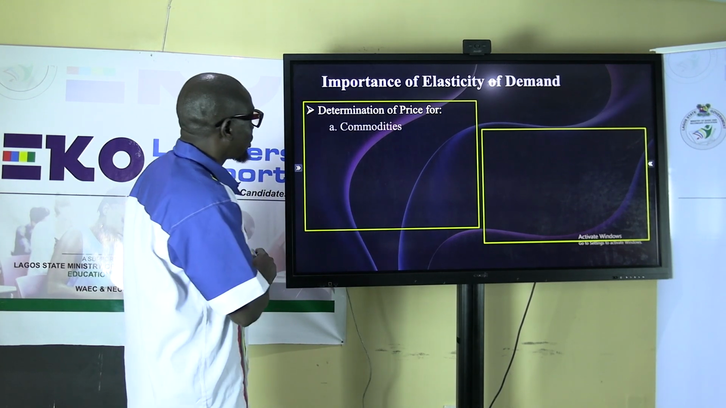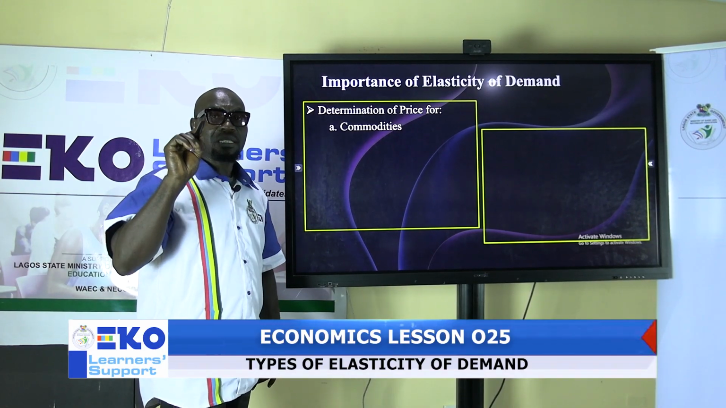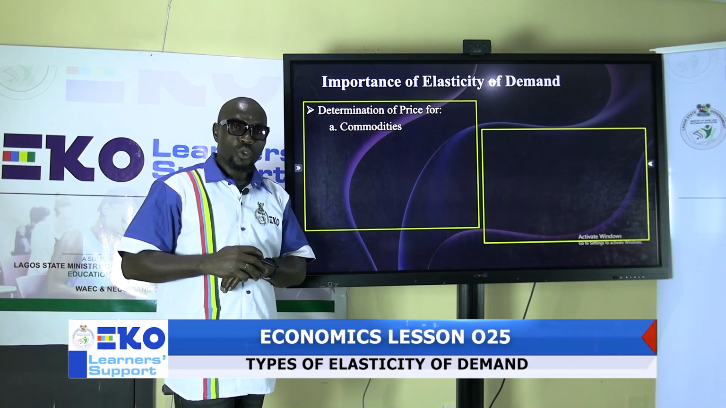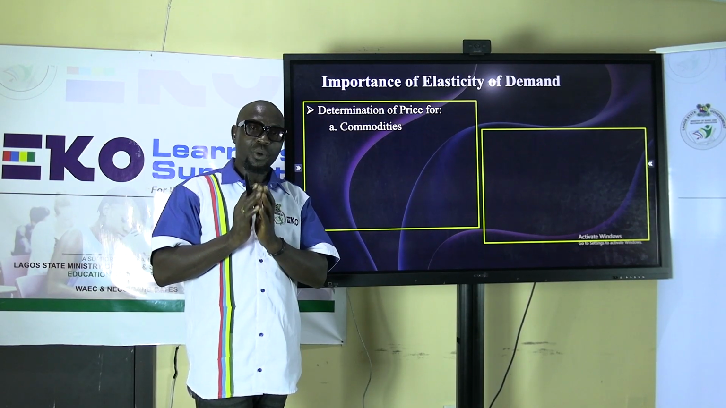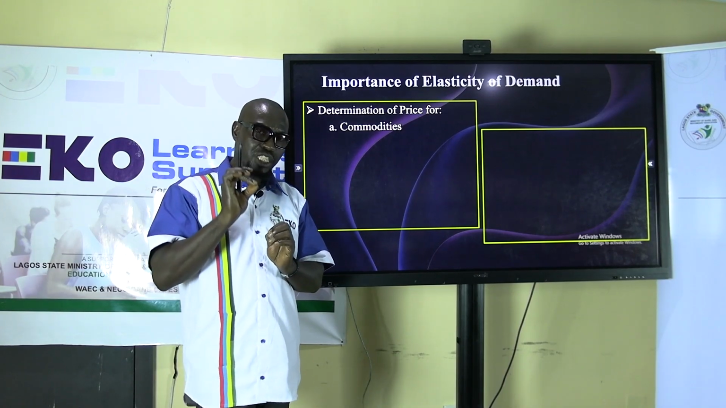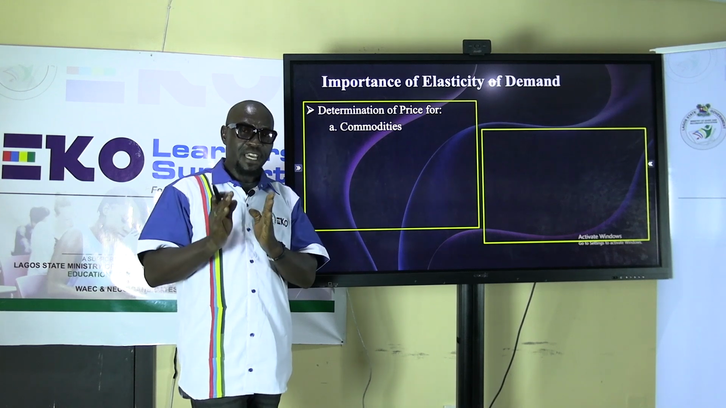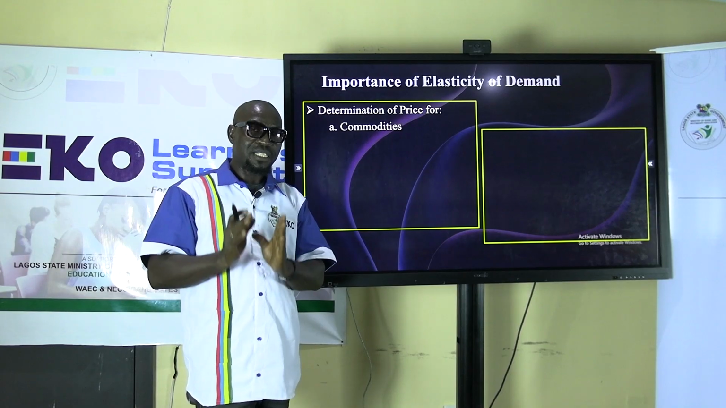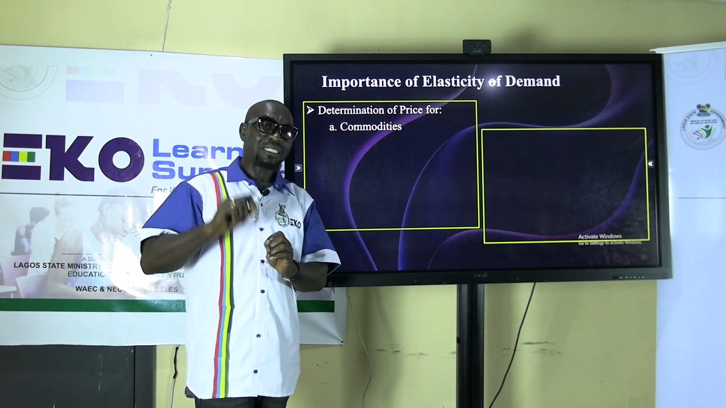For example, determining the price of a commodity is based on the elasticity for that commodity. If you know as a producer, for instance, that the demand for your commodity is price elastic, meaning that a small change in the price will affect the quantity of your product that will be demanded, then you are very careful about your pricing. So in pricing strategy for a producer, it is important to check the elasticity of demand for that commodity.